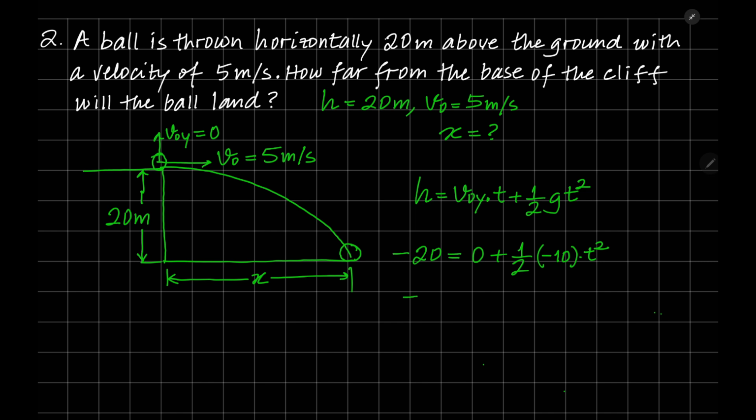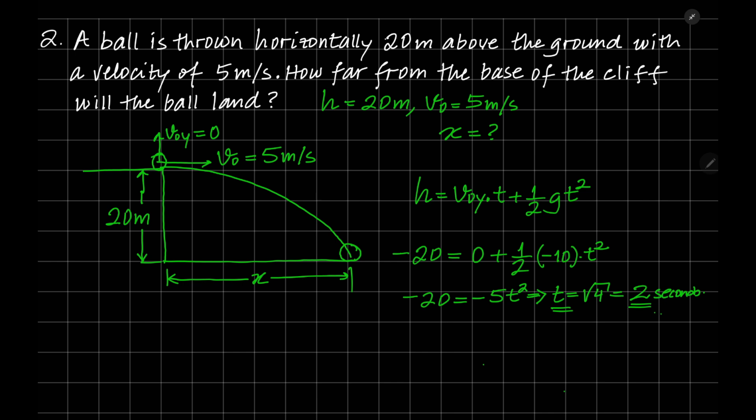Then negative 20 is equal to negative 5 t square, which implies that t is equal to the square root of negative 20 divided by negative 5, which is plus 4, so t equals 2 seconds. This is the flight time.